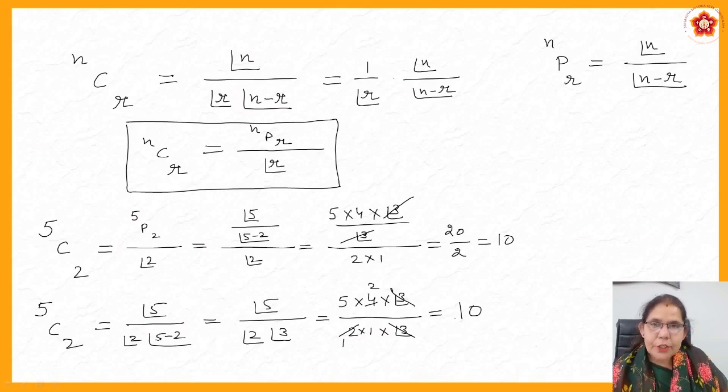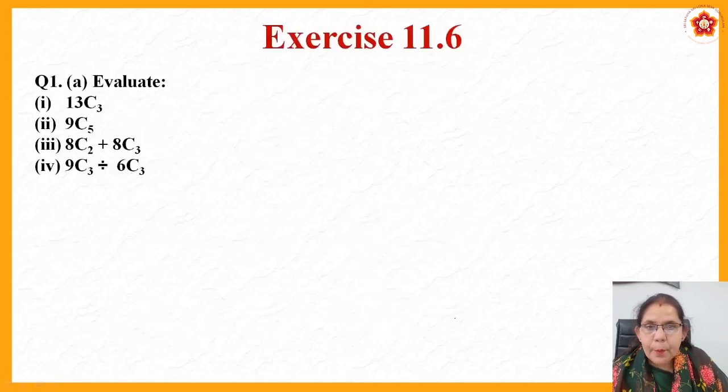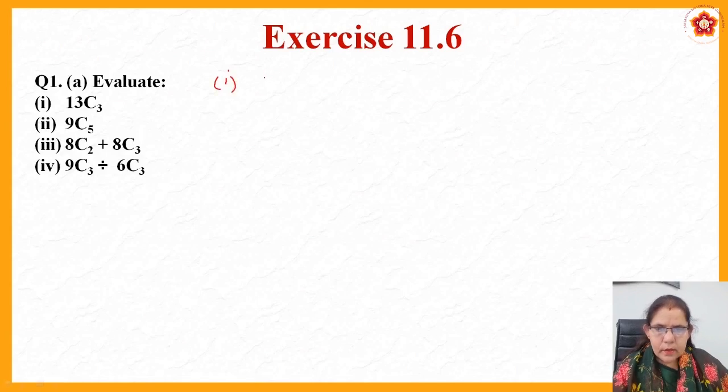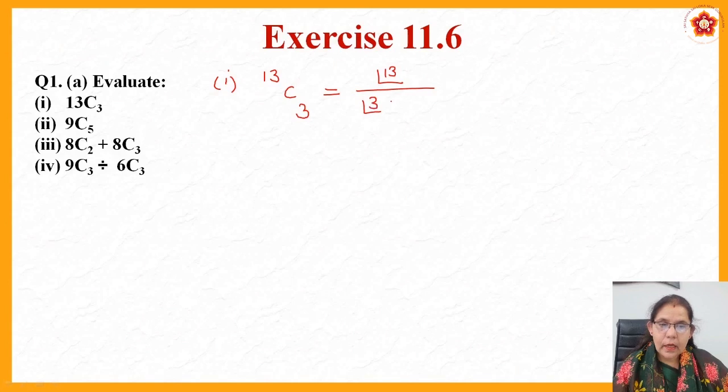Now we'll take up questions to understand the concept better. Our first question is, evaluate 13C3. So let's use the formula. It will be factorial 13 upon factorial 3 and then factorial 13 minus 3. We are using the formula for NCR.